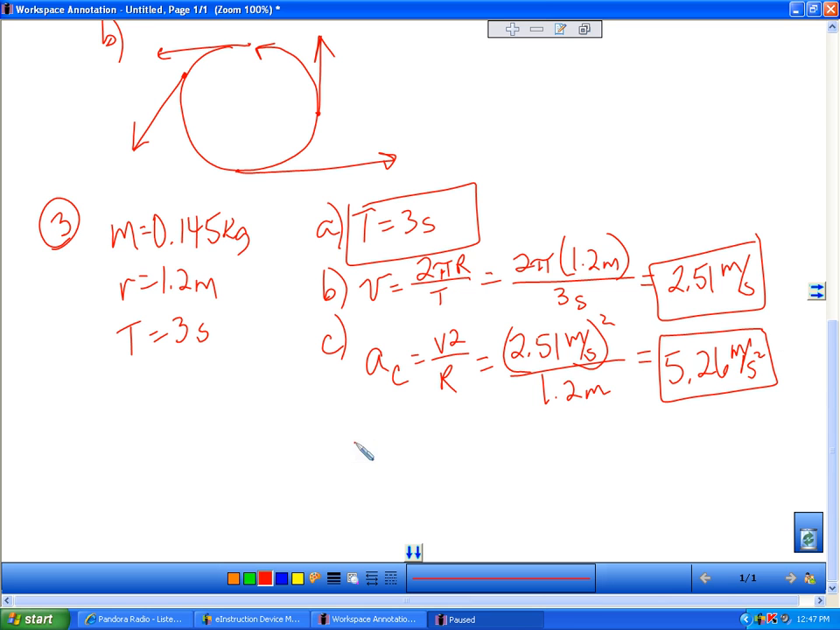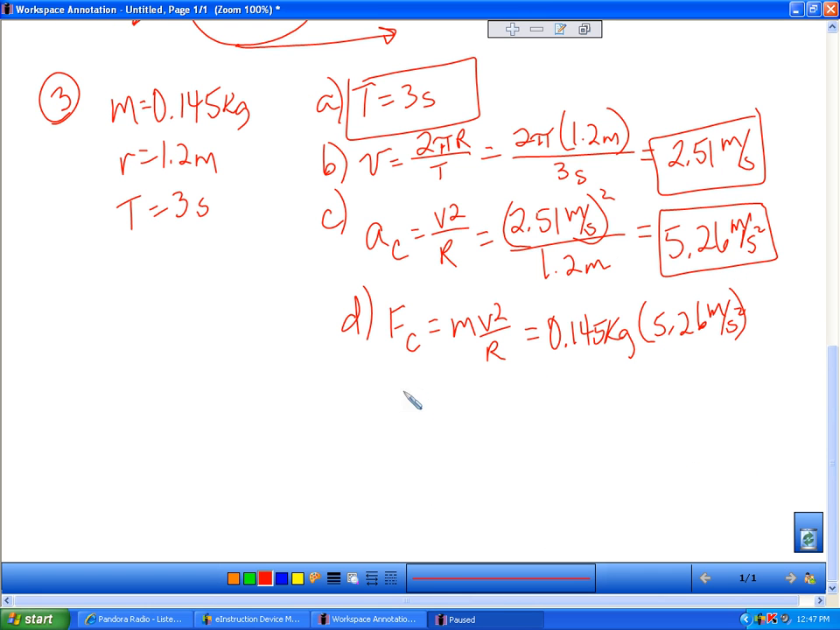And then D wants to know, what is the centripetal force acting on the plane? Well, centripetal force is equal to mv squared over r. They gave me the mass, 0.145 kilograms. And the speed was 5.26 meters per second squared. So if I make that multiplication happen, I get 0.76 newtons.